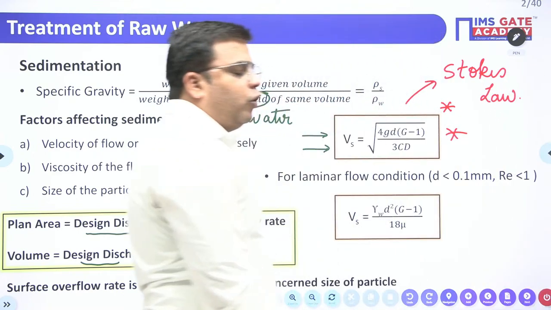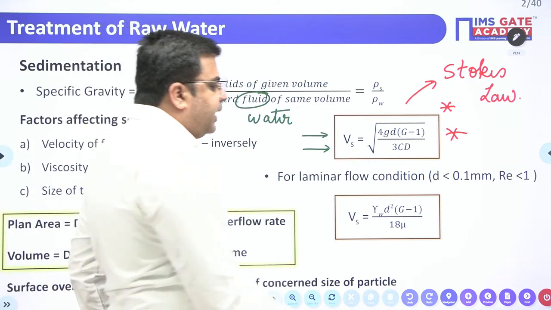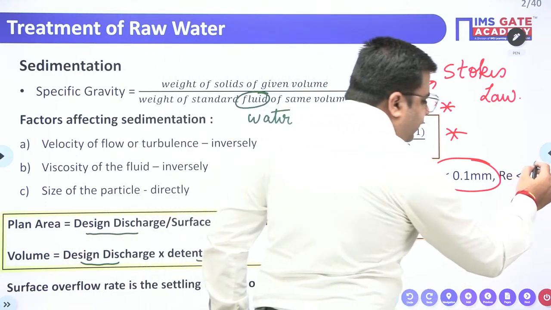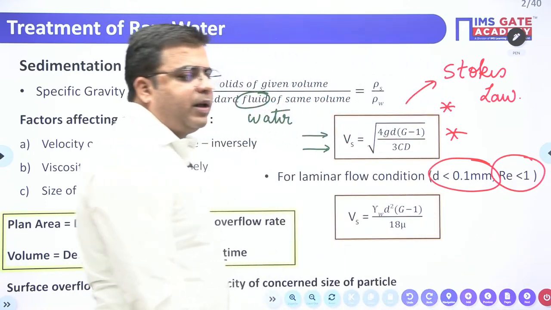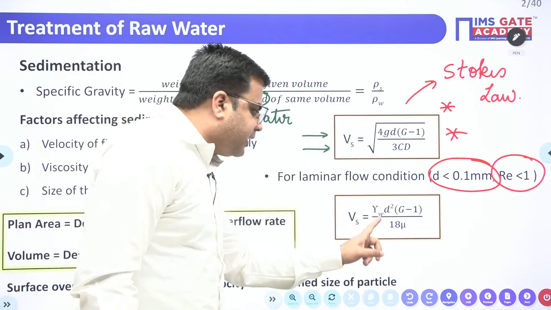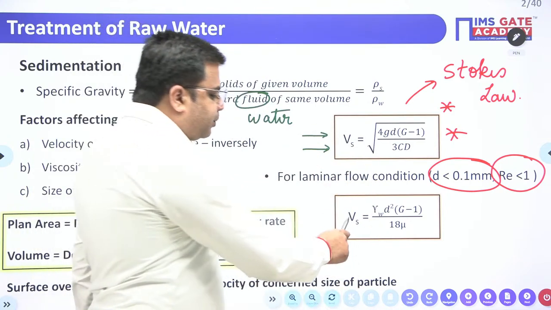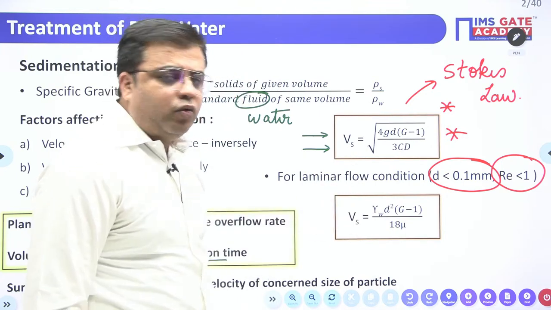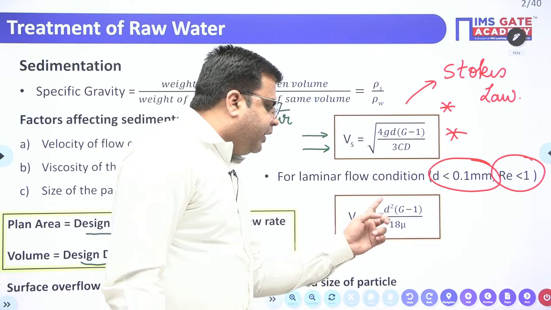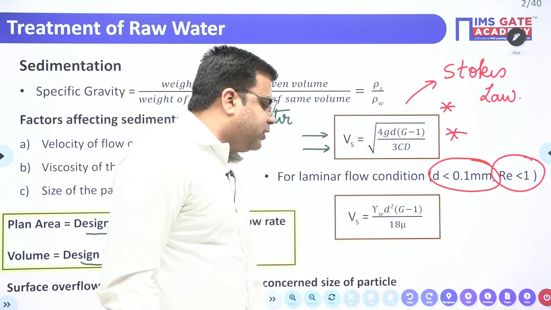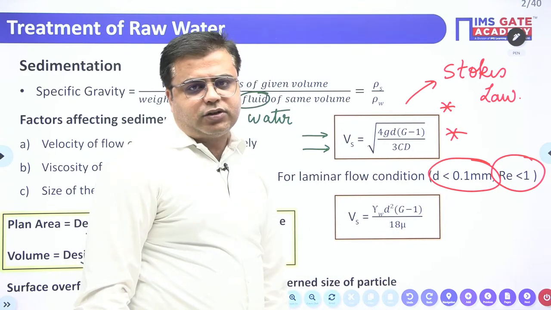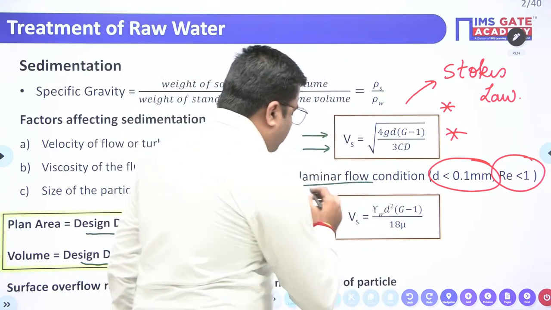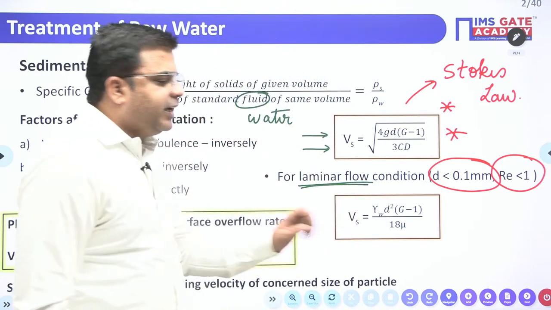Now, if the size of the particle is less than 0.1 mm, or the flow is laminar, that is, the Reynolds number is less than 1, the same expression is converted into this form: Vs is equal to gamma W D square into (G minus 1) upon 18 mu, where gamma W is the unit weight of water, D is the size of the particle, G is the specific gravity, and mu is the dynamic viscosity, right? This expression is only valid when the flow is laminar.